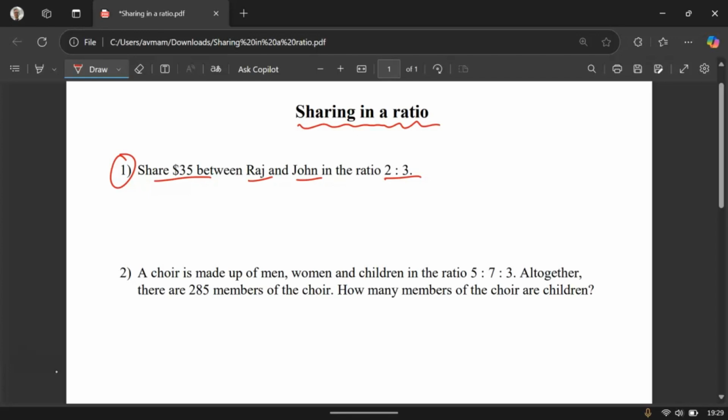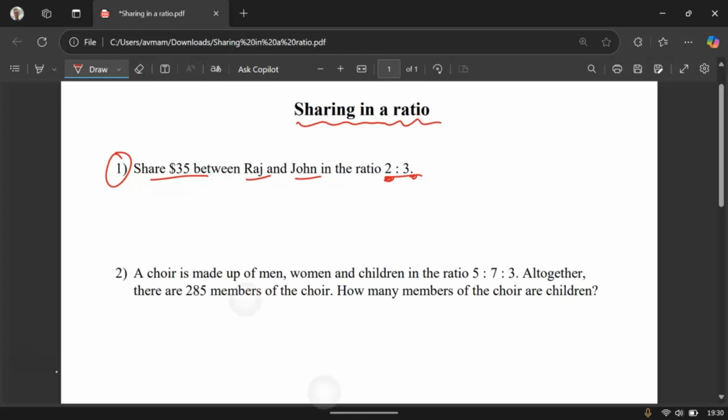One way is to find the total number of parts by adding the numbers given in the ratio. That is 2 plus 3 is equal to 5, and then find one part. To find one part, all we need to do is take this amount 35 and divide by the total number of parts, and that gives us 7.